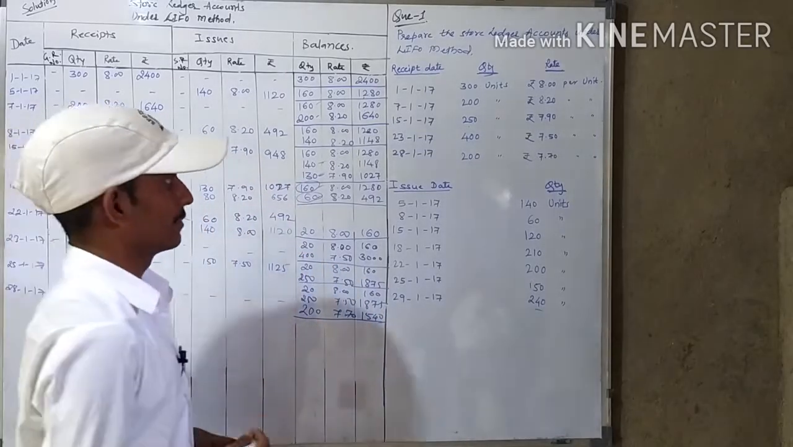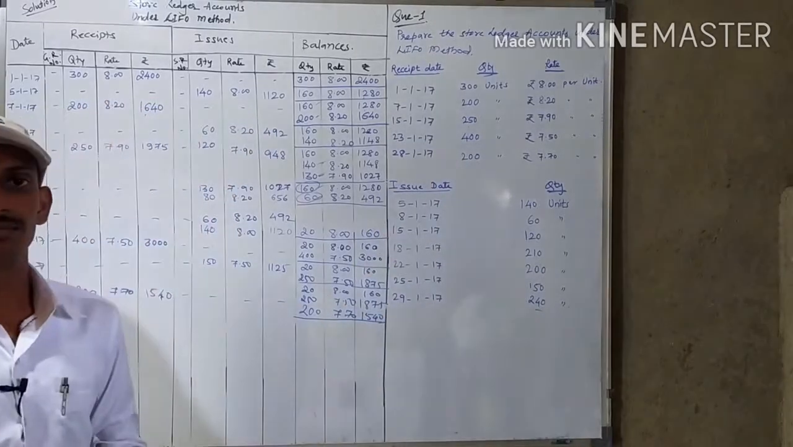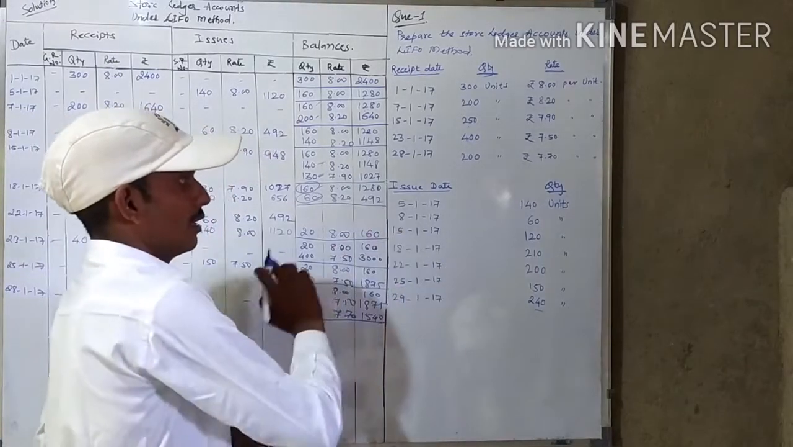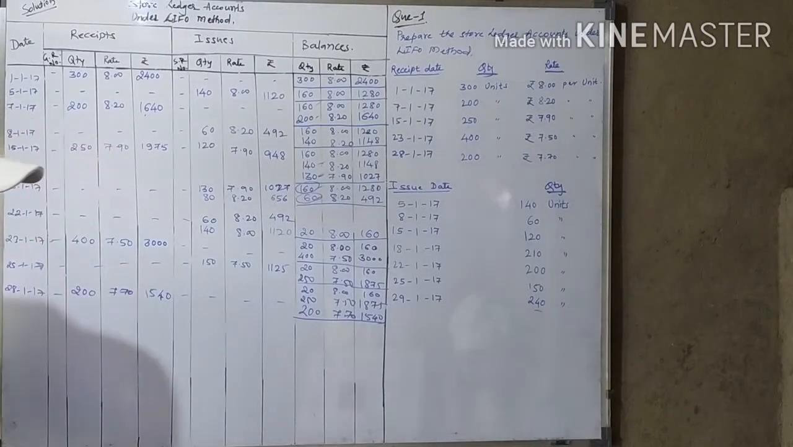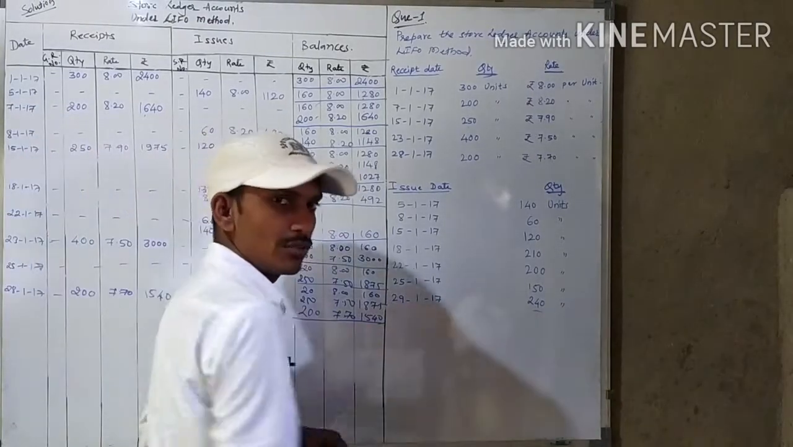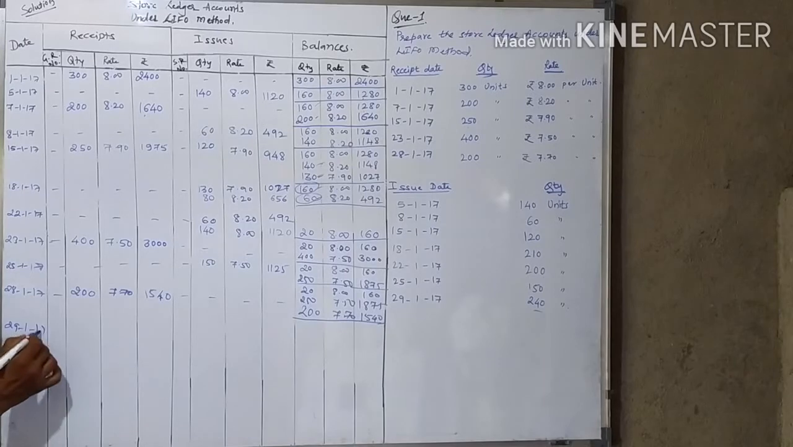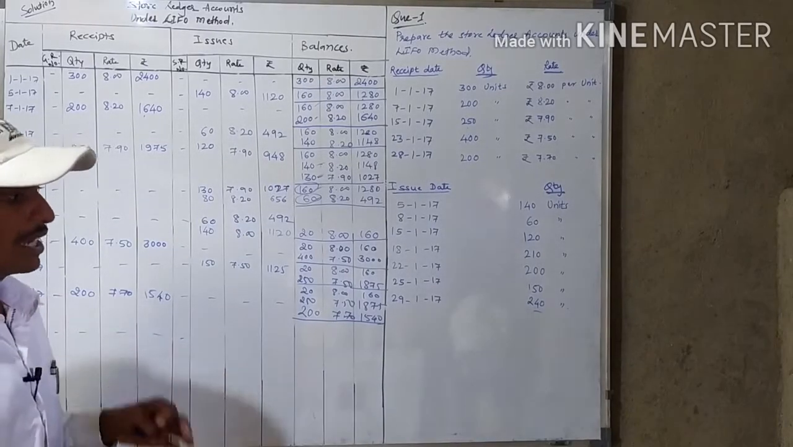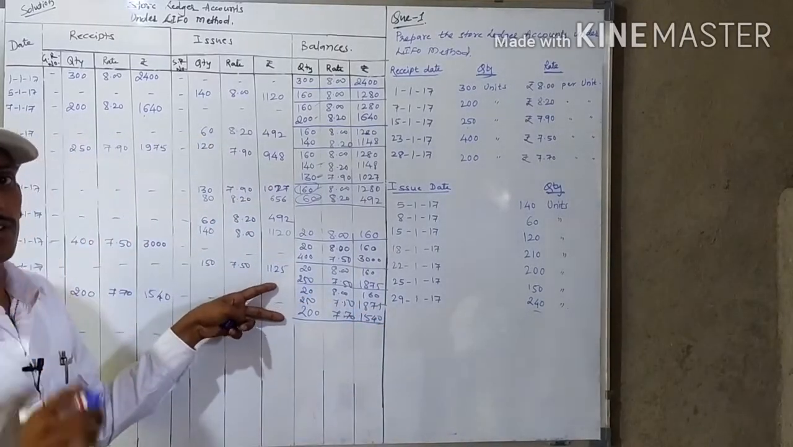Then the last date. After 28th, the last transaction is on 29th. On 29th, what kind of transaction has taken place? Issue has taken place. We issued the goods. How many units? 240 units we have issued. So we have to show here. Write the date first: 29/1/2017. No receipt has taken place. So how many units are issued? 240.